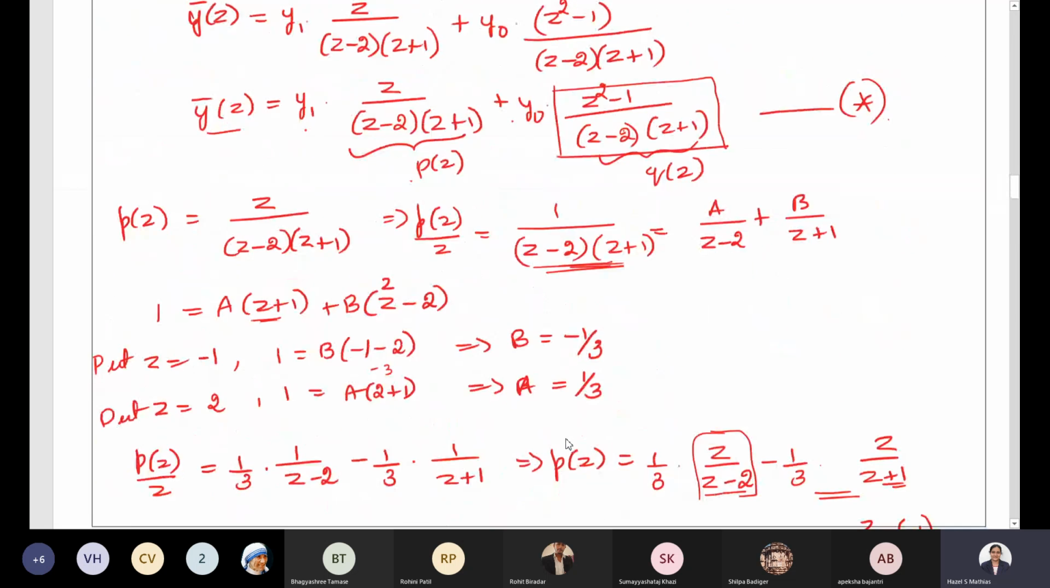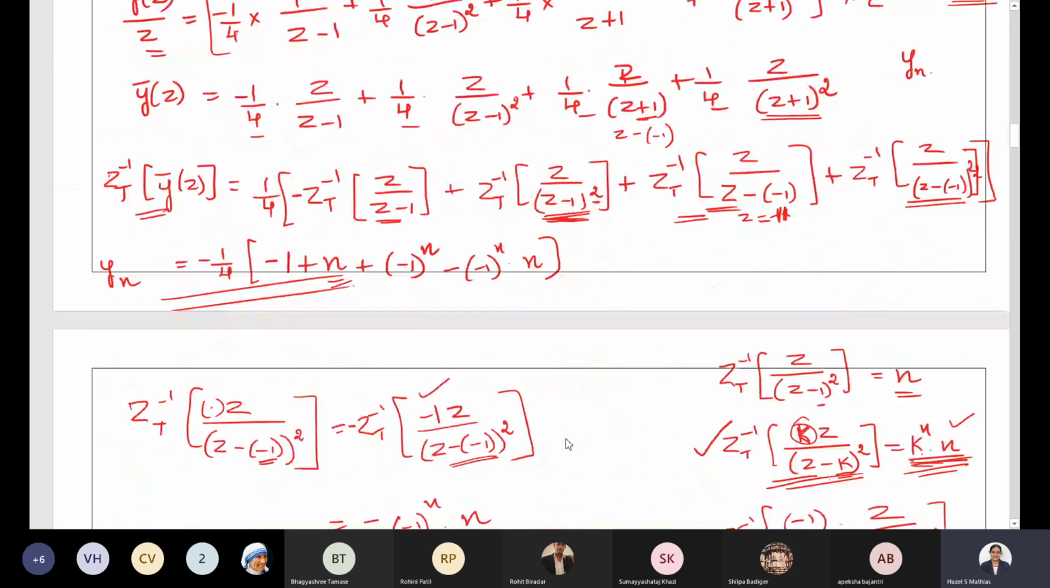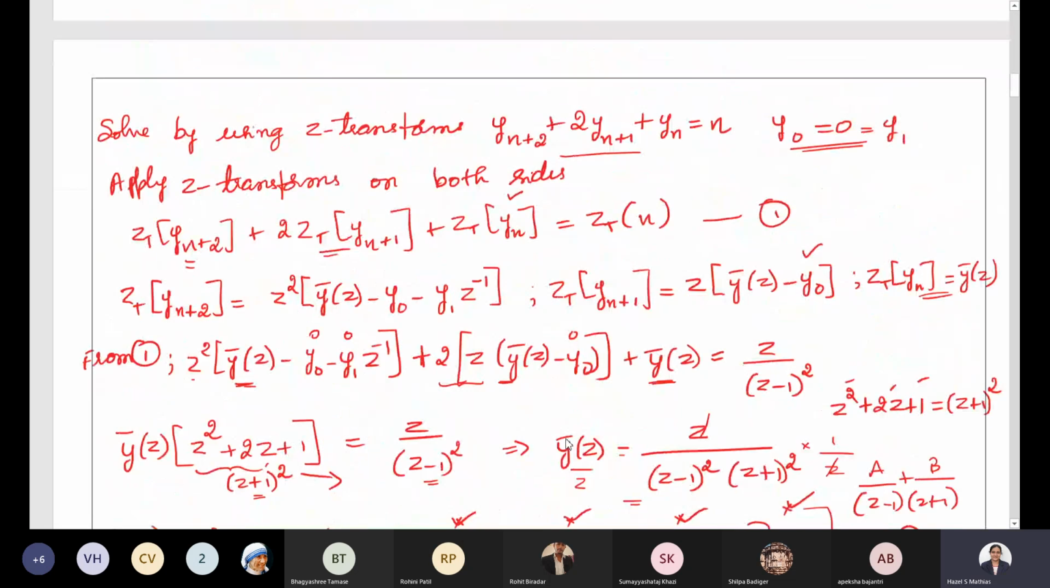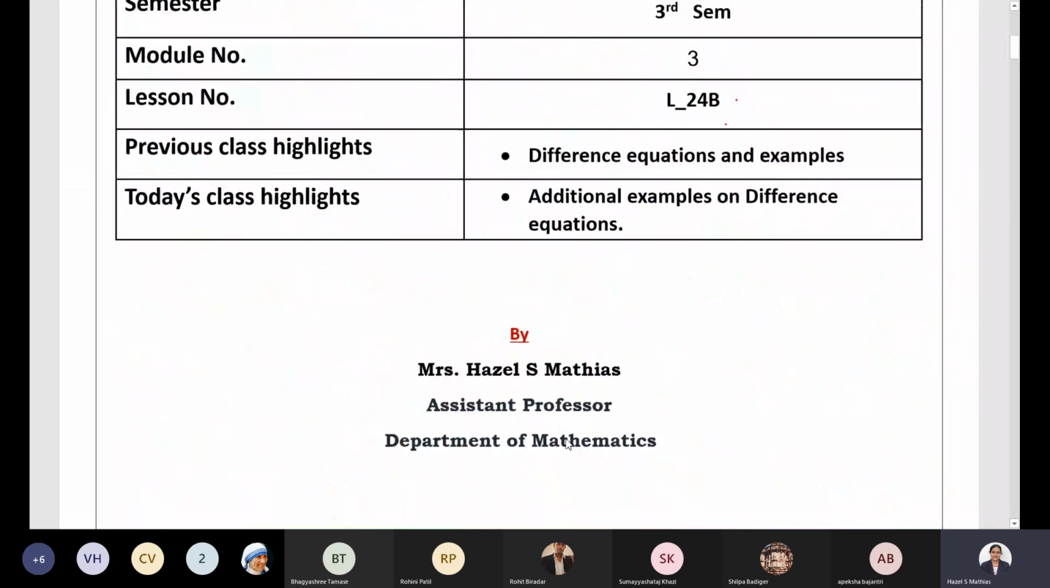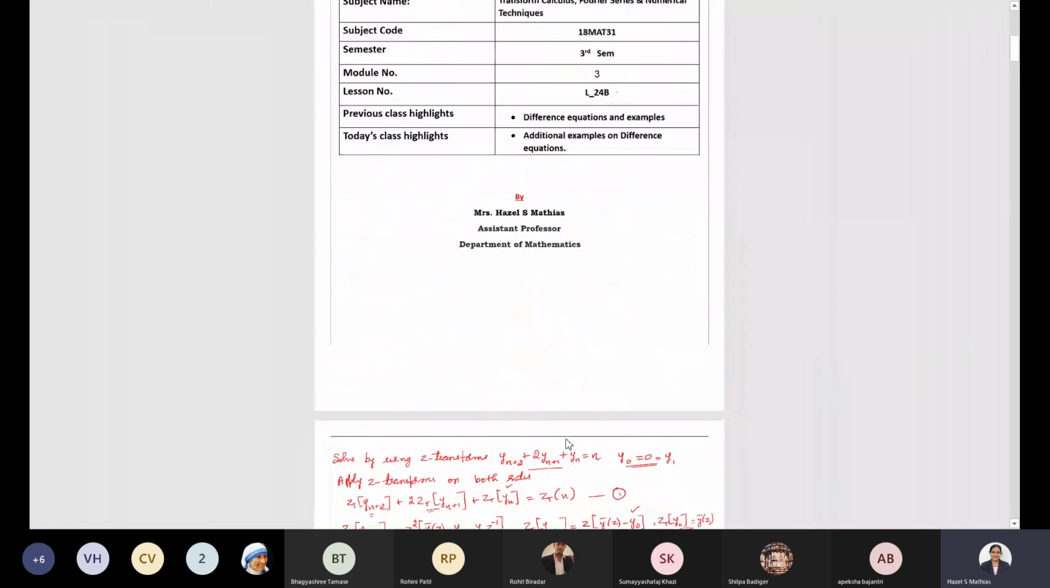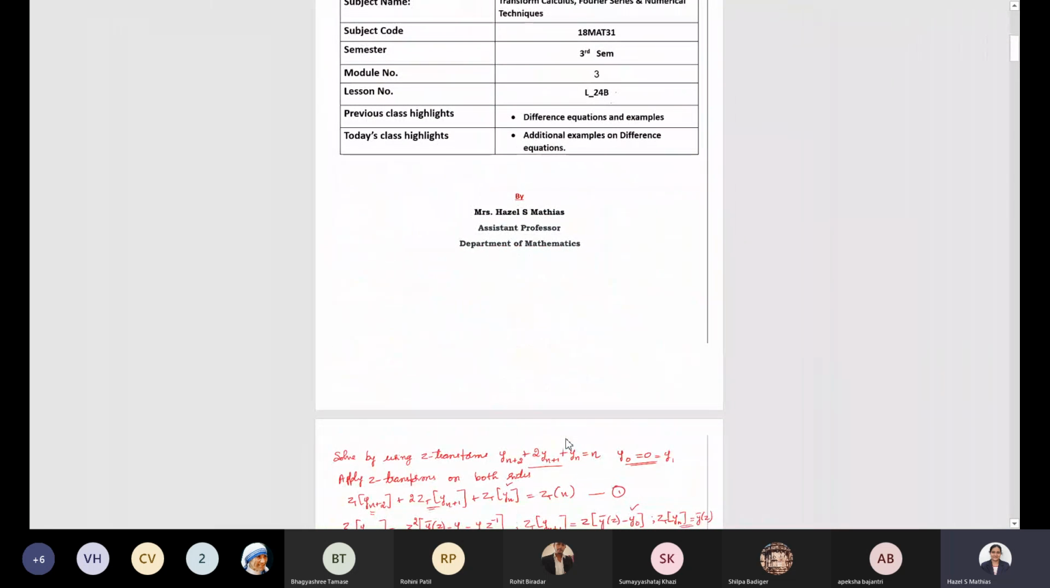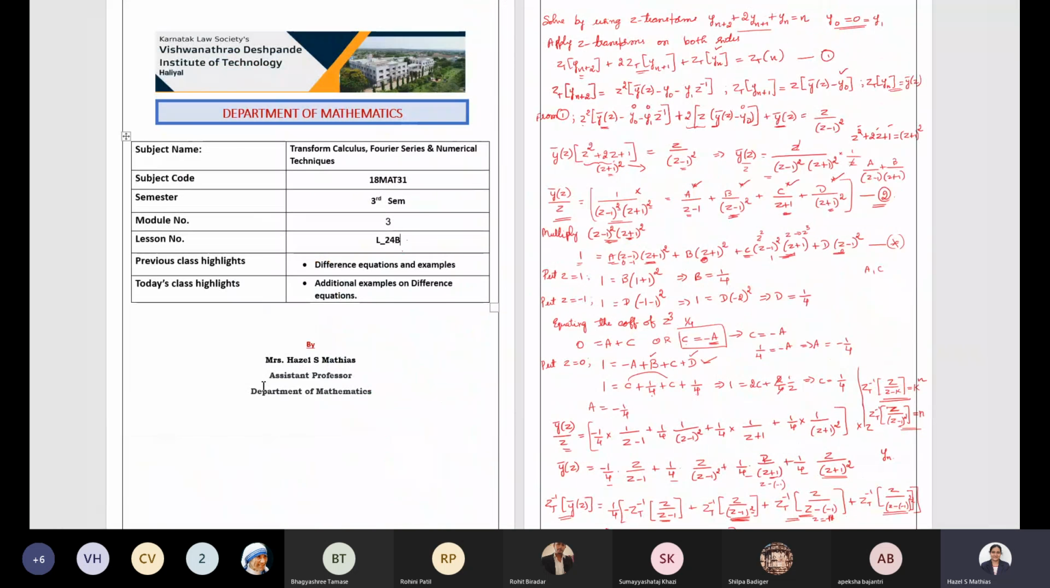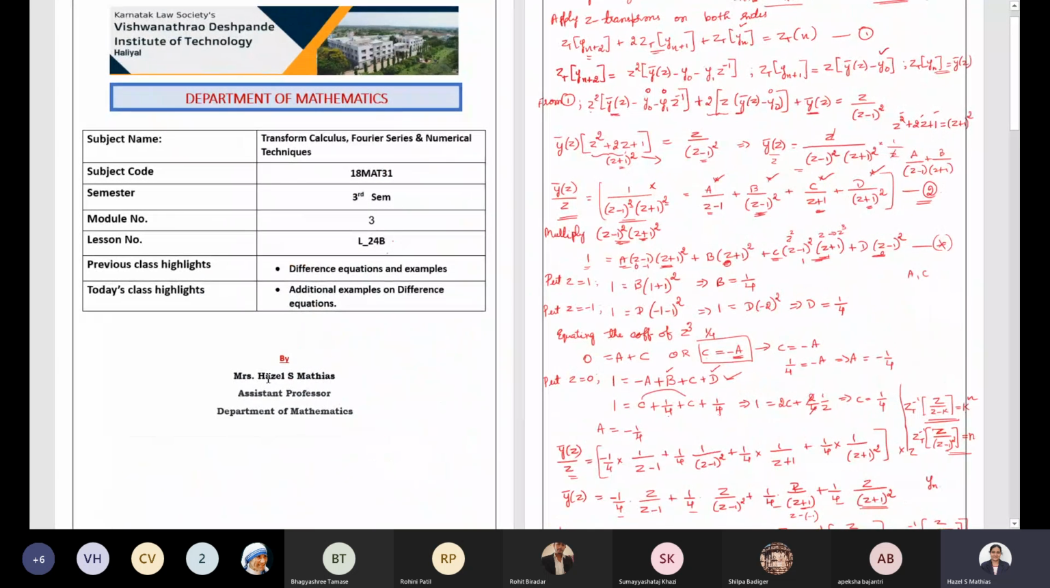I really hope that solving difference equations is quite easy for you all by now, because I have discussed the questions and I have asked you all to work out along with me as well. So if you do that, it will be very easy for you all. Always remember that. If you work out along with me, it's always easier for you.